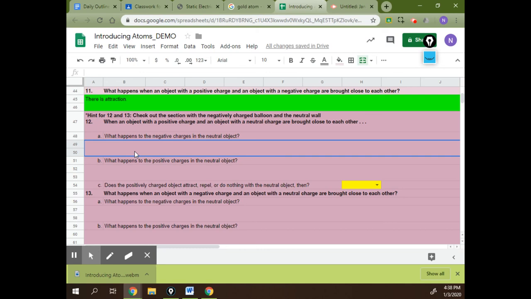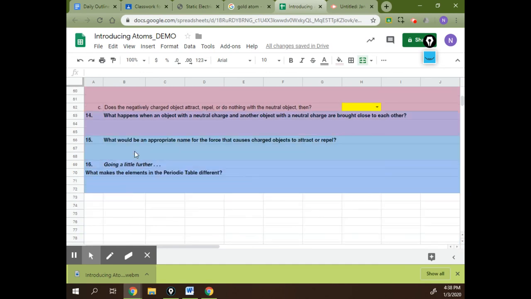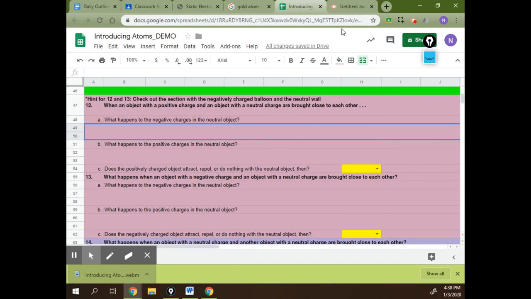When an object of positive charge and an object with neutral charge are brought close to each other, you know what? I'm going to save this for part 3. Part 3, catch it.